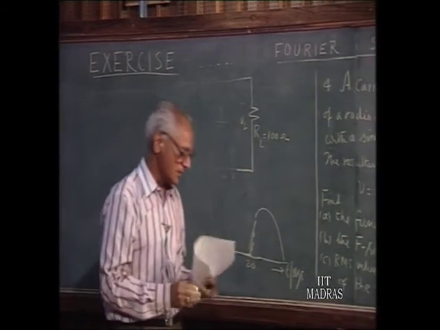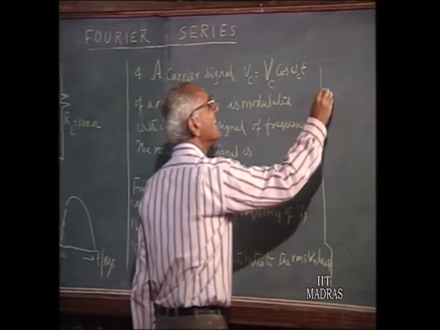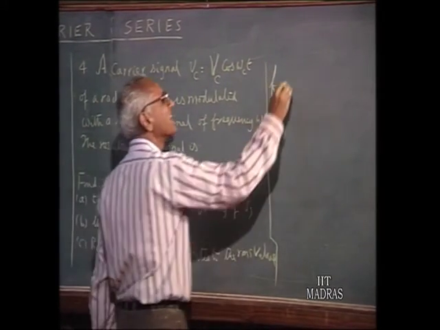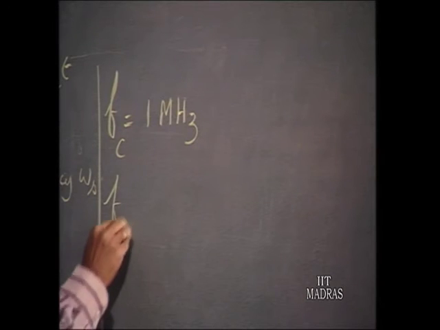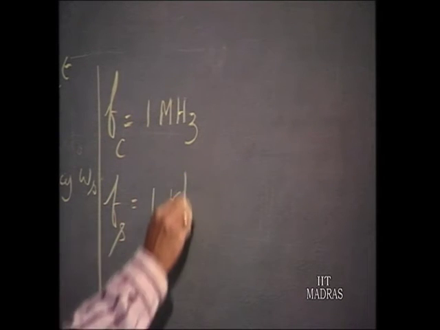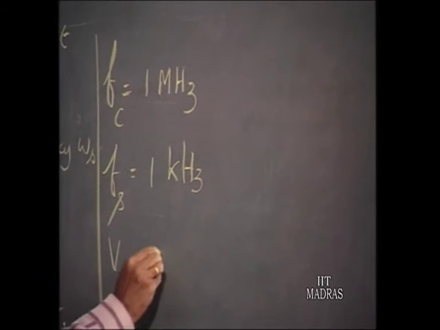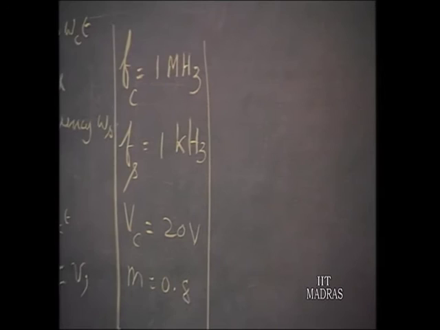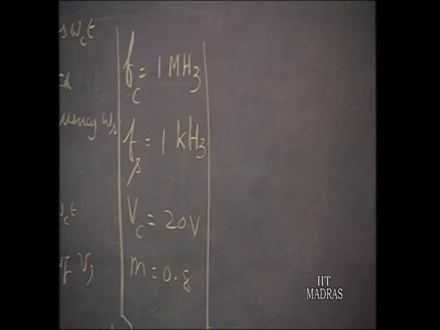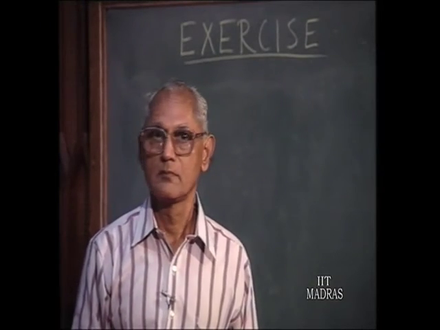One minute. Here I have to give you some additional data for problem 4. Fc you can calculate numerically 1 megahertz, that is the carrier. The signal frequency you take it as 1 kilohertz. Vc to be 20 volts, and m as 0.8. So, this is the numerical data which you can use to work out the details of problem 4.